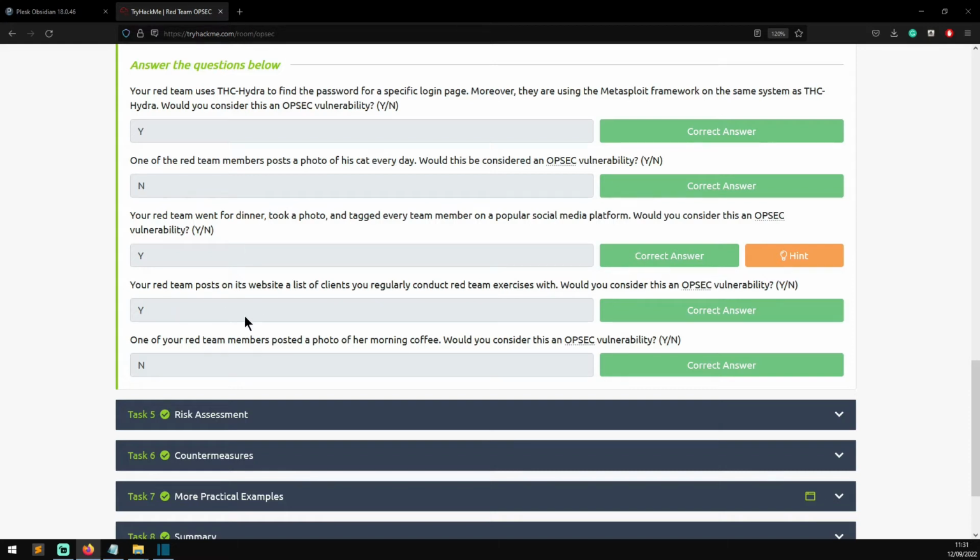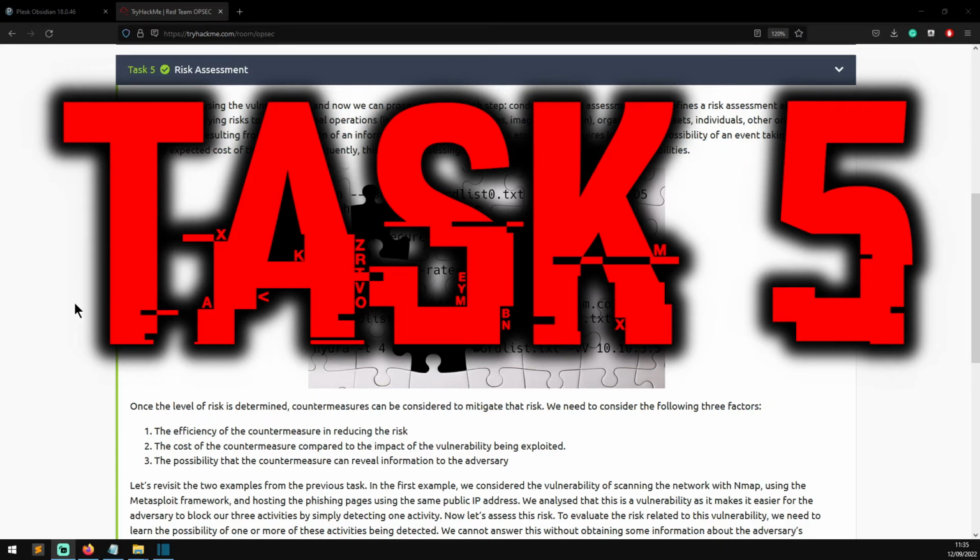Your red team posts on its website a list of your clients you regularly conducted red team exercises with. Would you consider this an OPSEC vulnerability? Yeah, of course you would. I mean, that's just giving out client information. You wouldn't do that anyway, unless you're just sort of posturing. One of your red team members posts a photo of her morning coffee. Would you consider this an OPSEC vulnerability? No, but that is a good idea. I want a coffee.